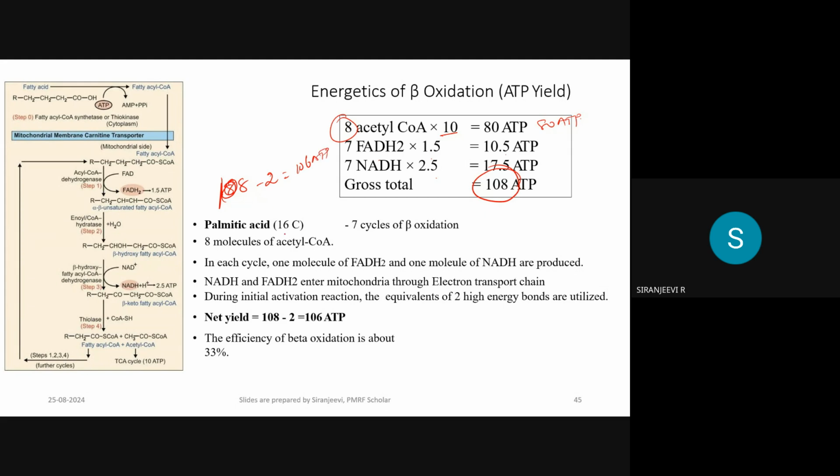So palmitic acid undergoes 7 cycles of beta oxidation, and it forms 8 molecules of acetyl CoA. In each cycle, 1 molecule of FADH2 and 1 molecule of NADH are produced. These enter the electron transport chain in the mitochondria, and during the initial activation reaction, the equivalent of two high energy bonds are utilized. So that's why 108 minus 2, 106 ATP is produced. The efficiency of beta oxidation is about 33% in the cell.